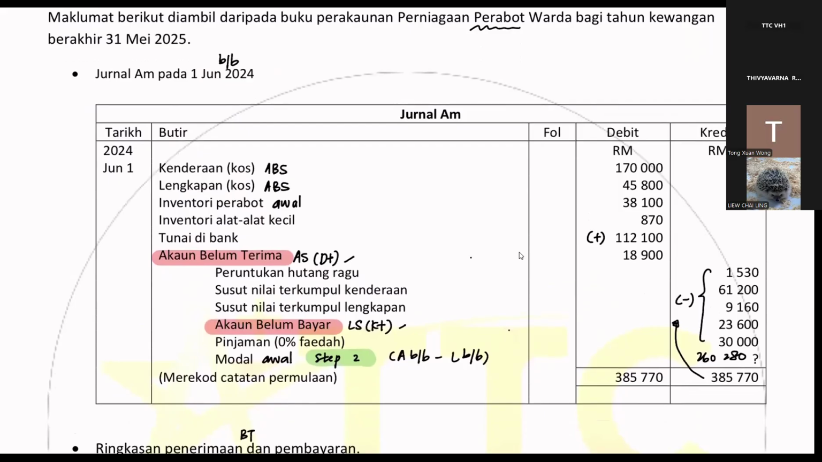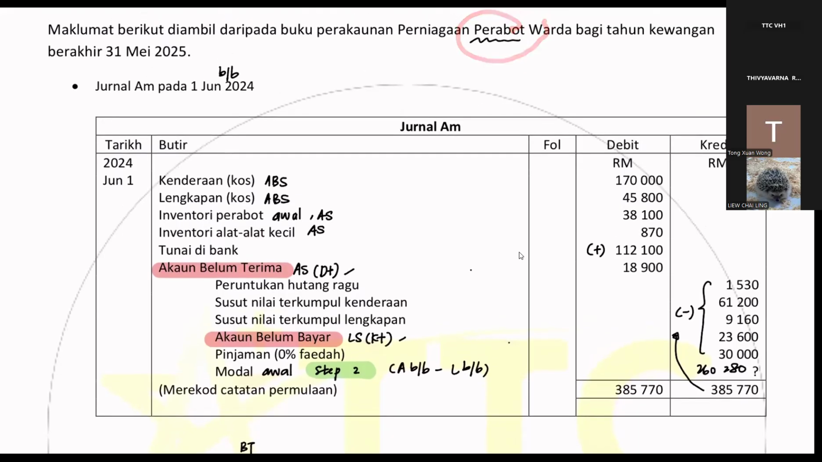Whenever we see an inventory it seems like AS, right? Okay, is AS? Yes. But alat-alat kecil, it is our own inventory. Is it a real product for us to sell? No, right? And when we build perabot, we need those alat-alat kecil like the spanner, screwdriver, the nails, the rulers. So these are kind of our production cost also, our material also.